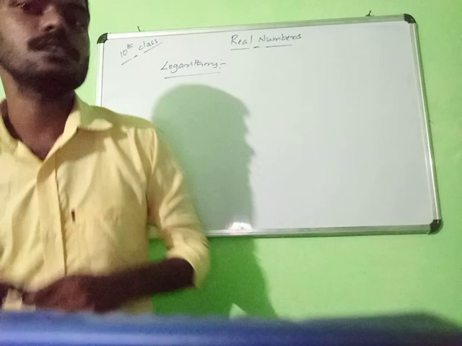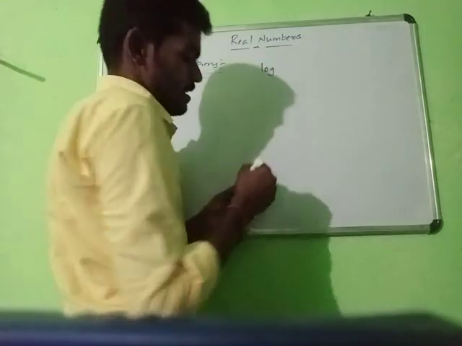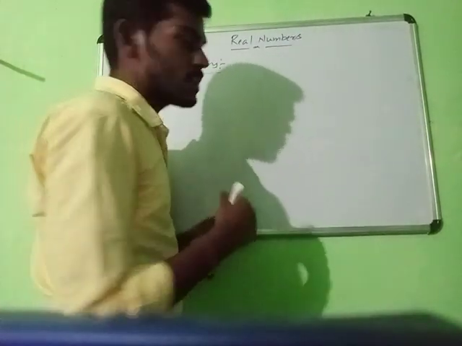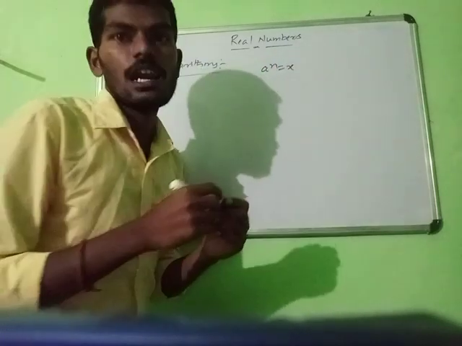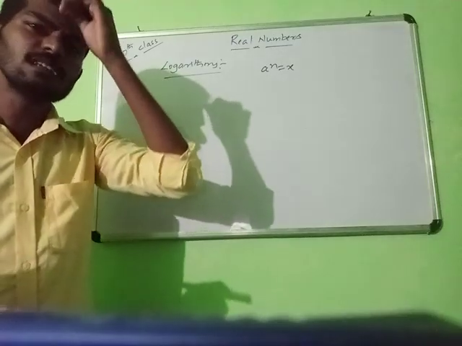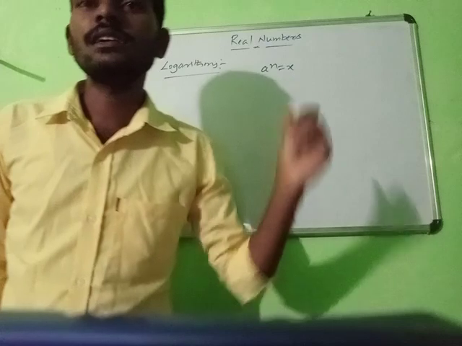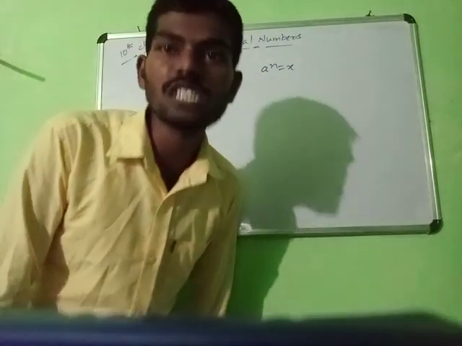For example, take log x. Take a power n equal to x. This is the exponential form. In exponential form, what is the base? Here the base is a, and n is the power or degree. Now we have to convert this into logarithmic form.